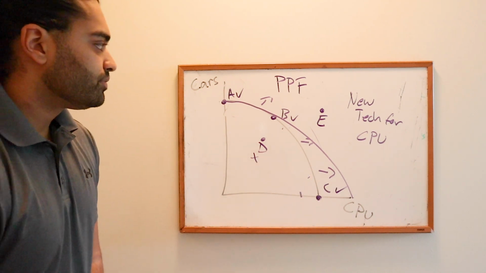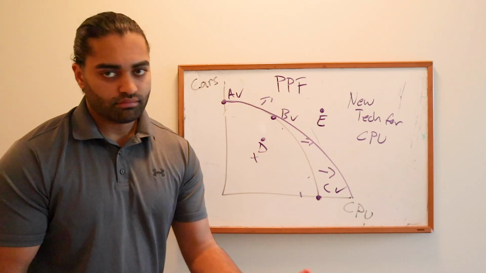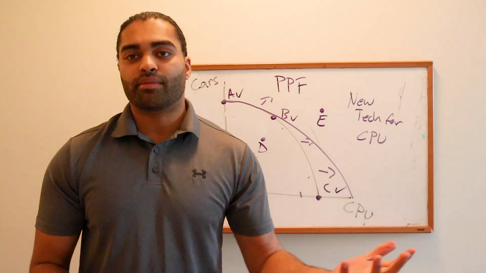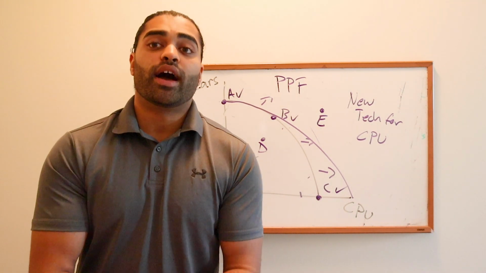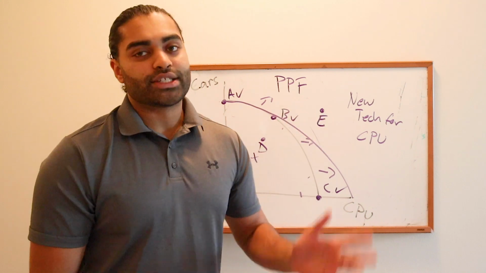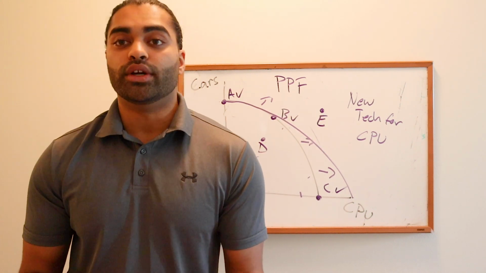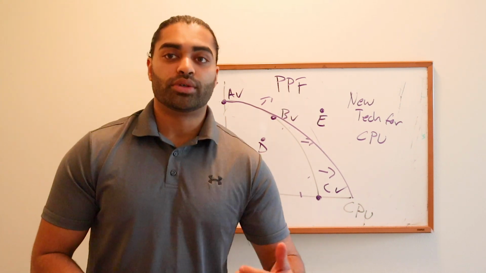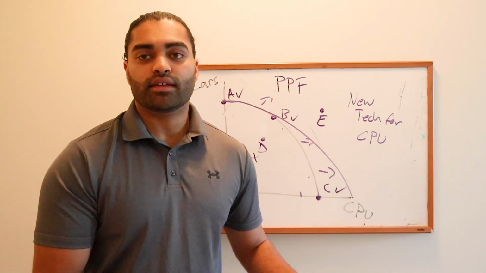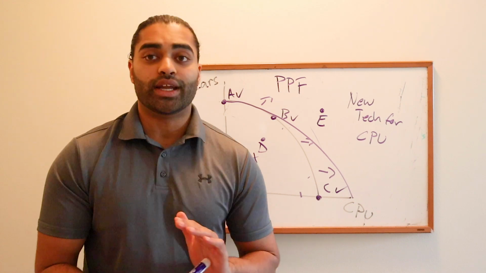Okay, the last thing is we can get to point E through trade. Basically, if you're efficient at making something, somebody else is efficient at making something, and you trade for something you're not good at making, both parties win. You can consume past your PPF. This is why trade is so good. Every economist will agree that trade is good. There's very, very little, if any, that say that trade is bad.